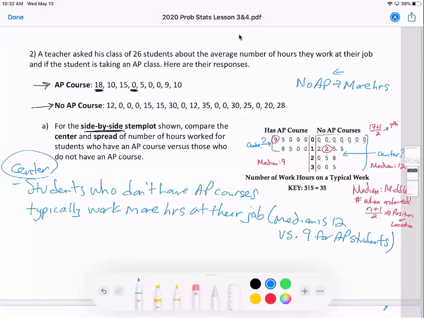Now, we could compare the mean. The mean just takes longer to calculate. So that's why I liked using the median instead of the mean. There's also a difference in variability or spread. So how spread out are the number of hours? This is also called the variability.